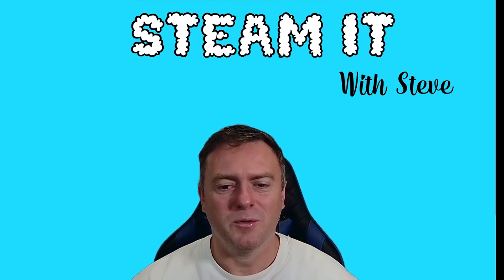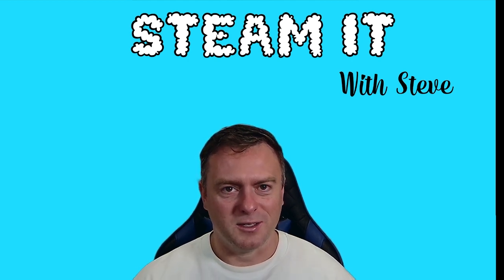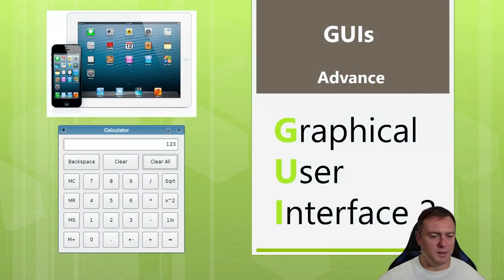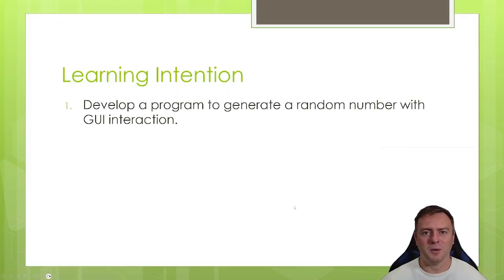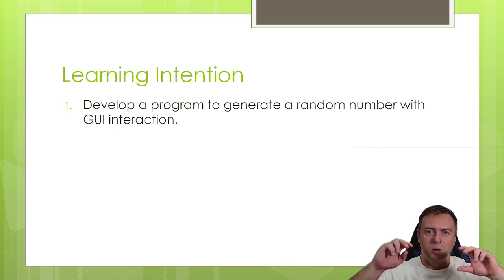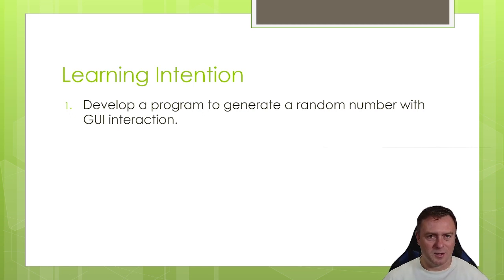Today we're going to keep going with graphical user interfaces and we're going to learn how to build our own Python application. So let's jump on in. There's a couple of different little activities we're going to try and build. We're going to learn how to build a simple random number generator, which is going to have a button that you click and it will spit out a number from 1 to 100 up the top.